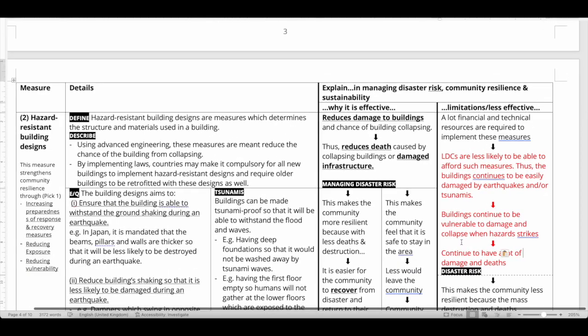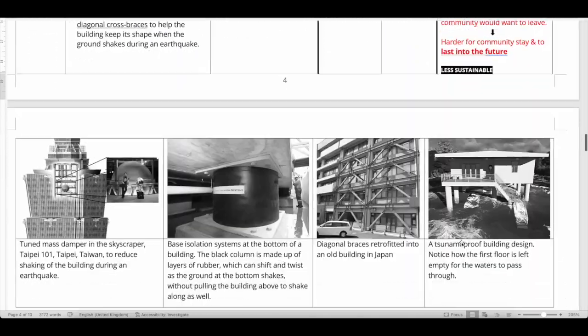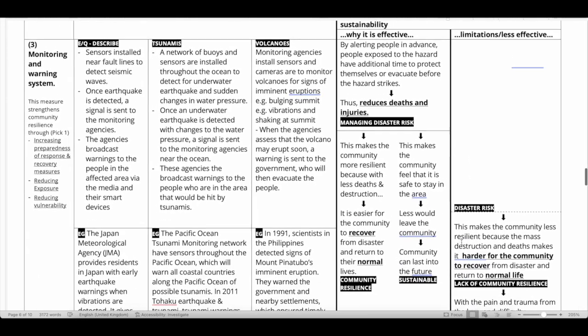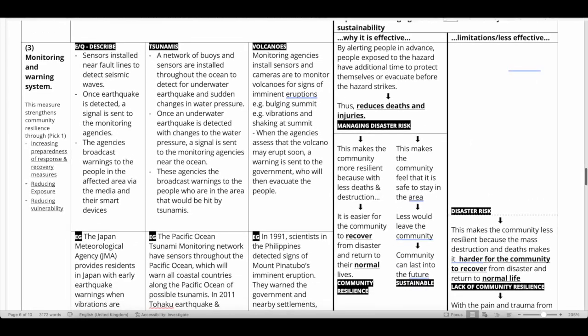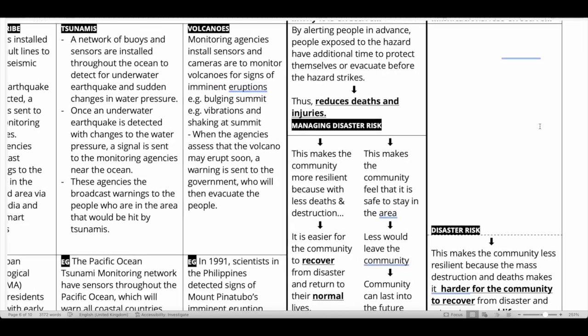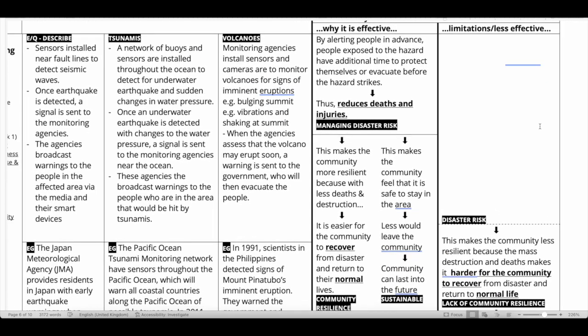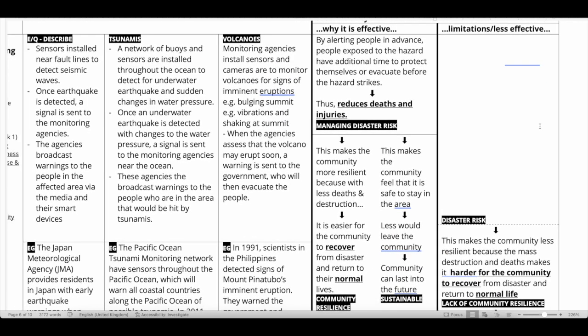Okay, let's move on to the next question. Monitoring and warning systems. I asked why it is not effective. A lot of you say that there's not much time to run away or things like that, or the whole country is in the earthquake zone.